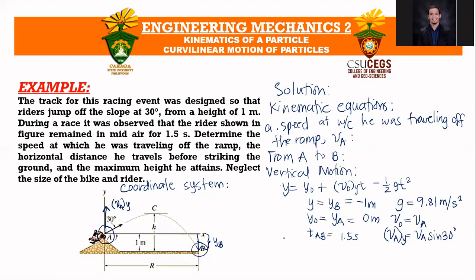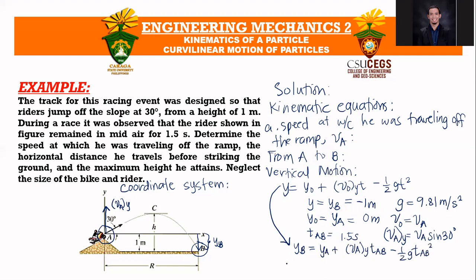So based on this equation, that would be YA is equal to, that would be YB because that is the final position, is equal to YA plus VAY times the time, minus 1/2 G t squared. So we can substitute the values.